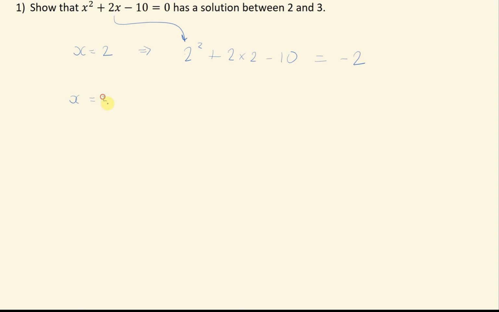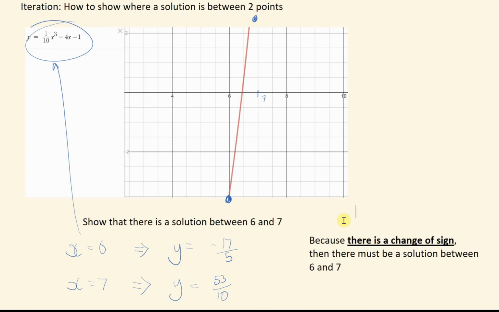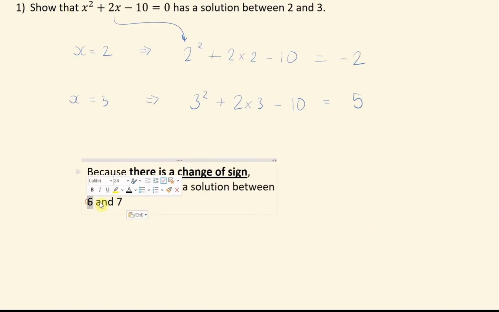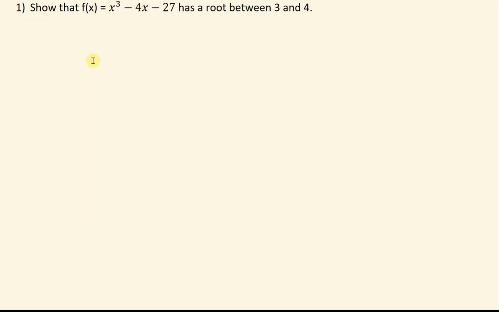I then do the exact same thing for x equals 3. So now we have 3 squared plus 2 times 3 minus 10. That's going to be 9 plus 6 minus 10, which is 5. And then we write down that same sentence as before: because there is a change of sign, there must be a solution between 2 and 3. That's all you need to do. It's almost deceptively simple, so people do get it wrong by possibly overthinking it.